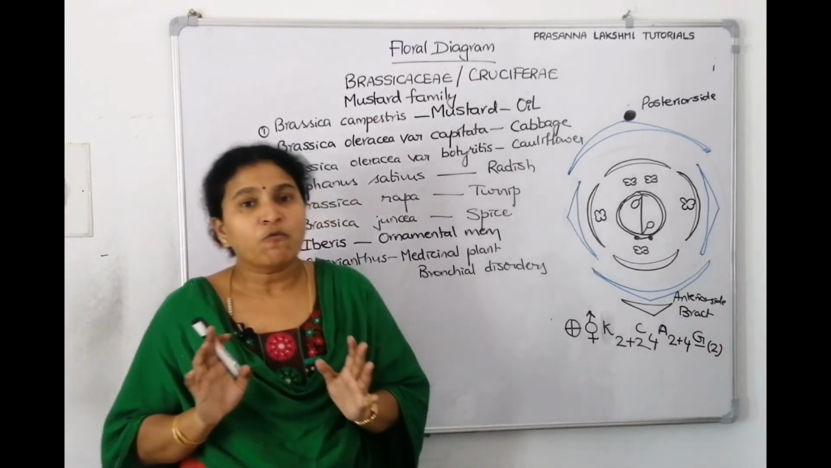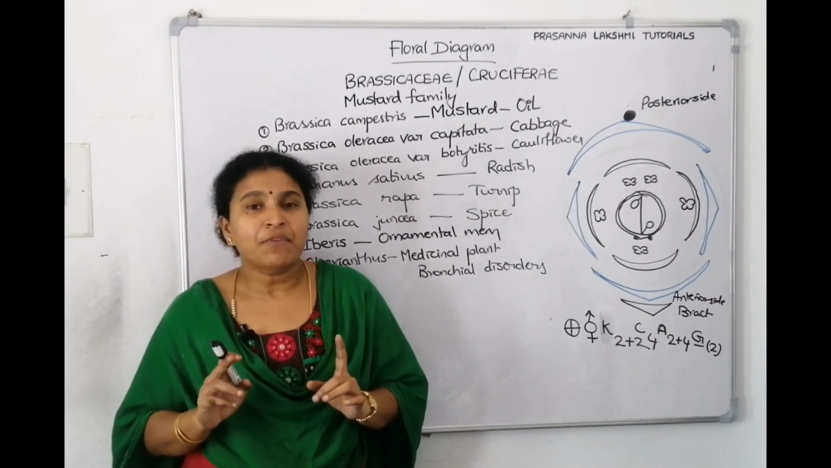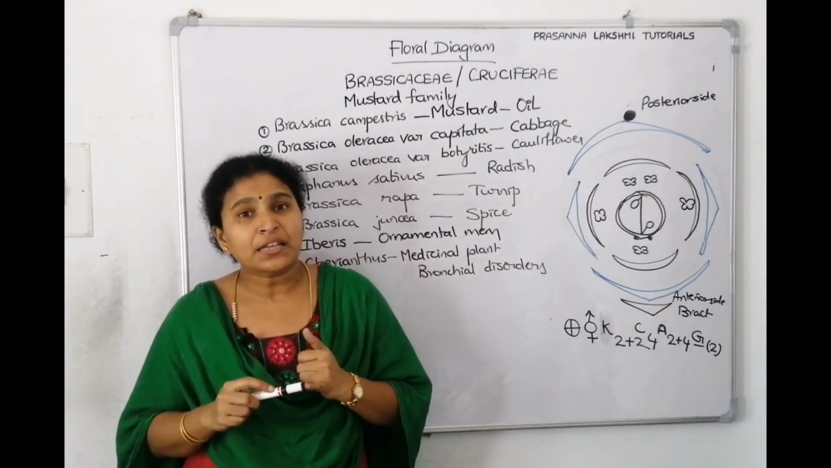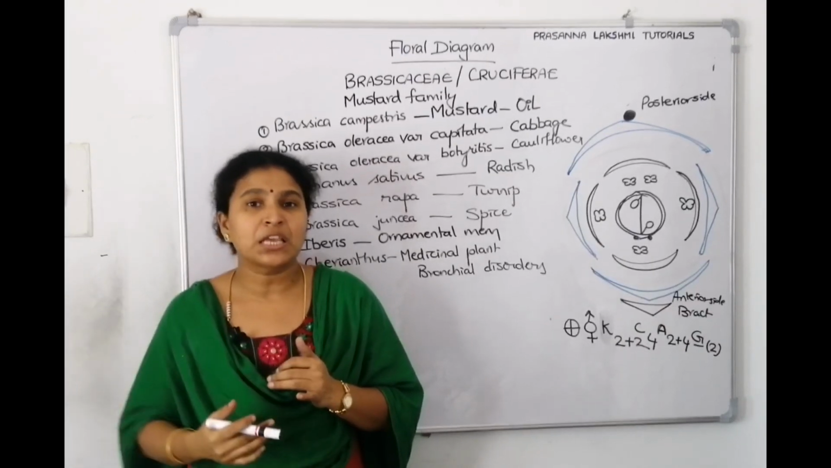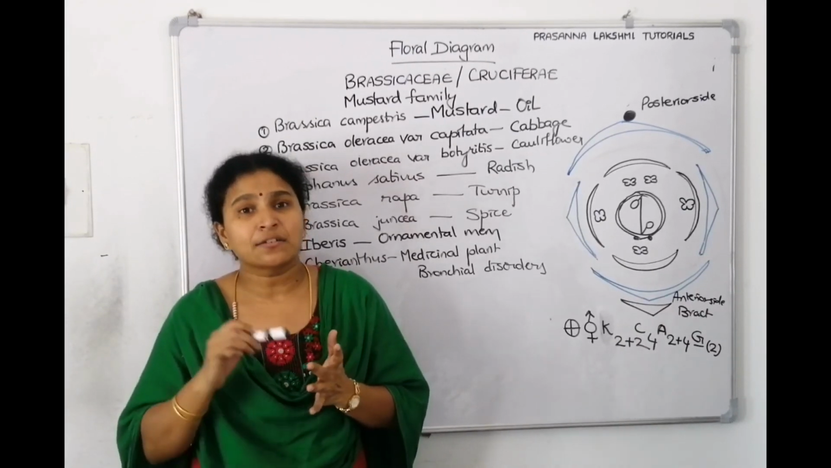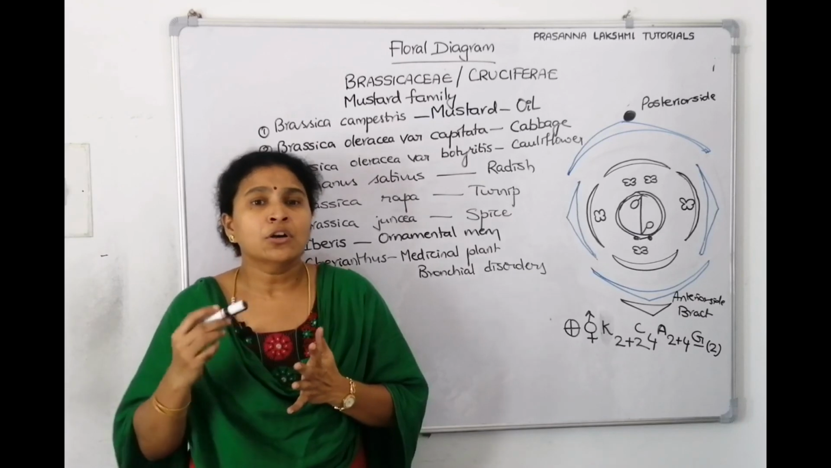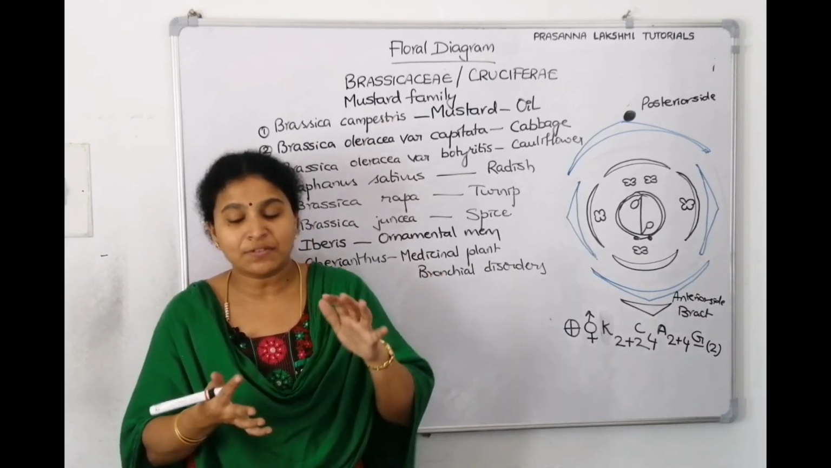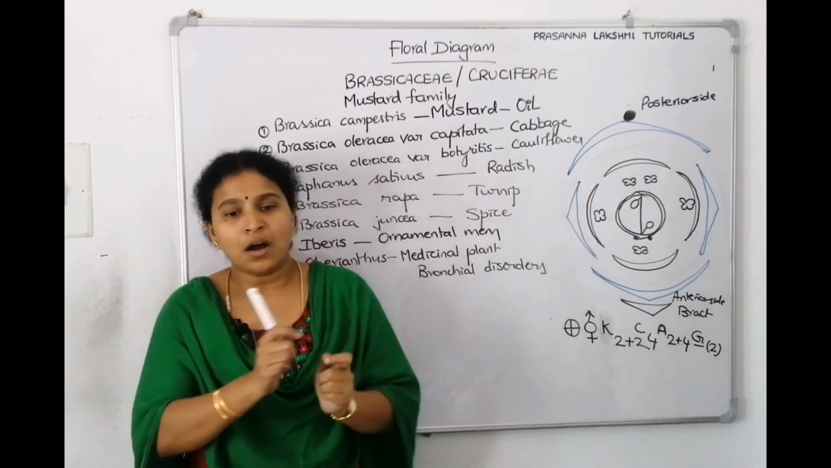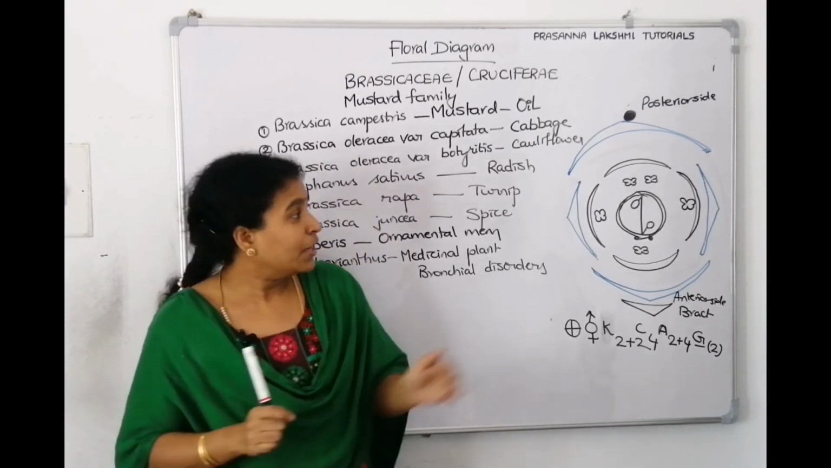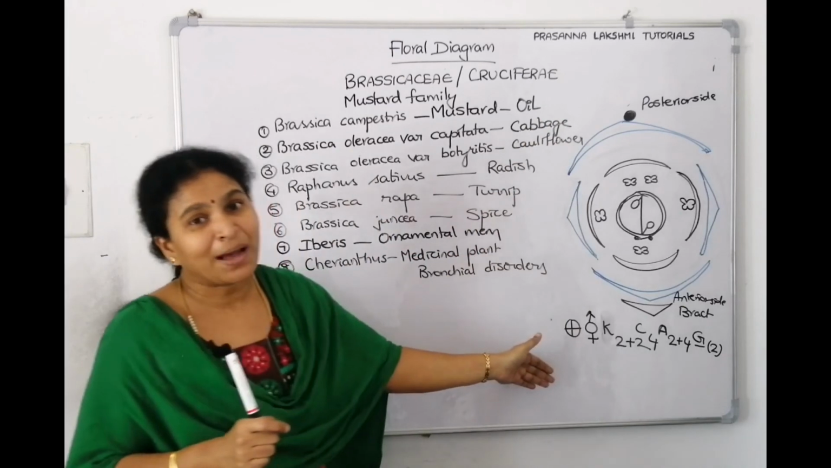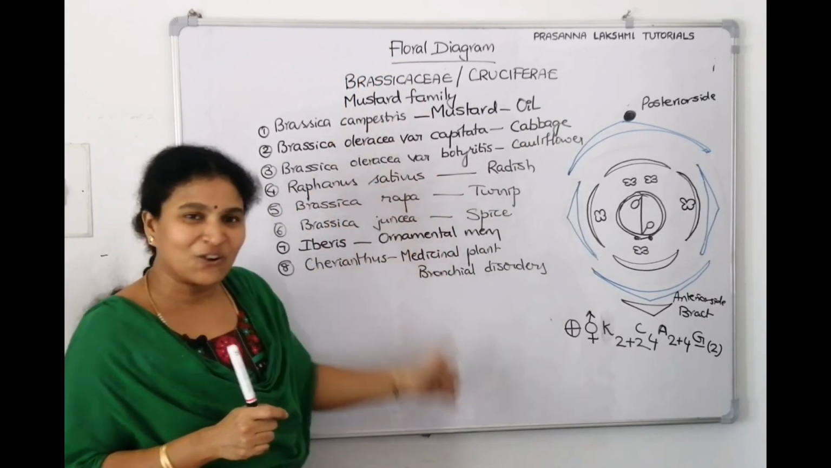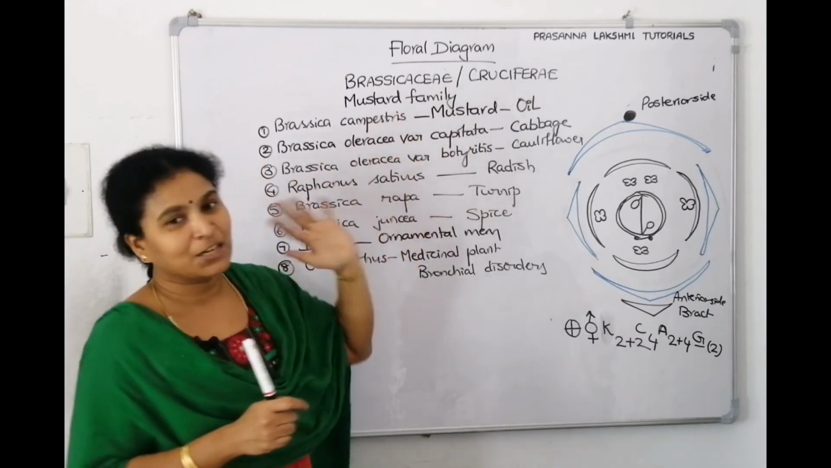So with this, we completed today's session. We discussed what is meant by semi-technical description. Then we discussed how to represent in a proper sequence: habit, vegetative character, reproductive character. Then we have to talk about its economic importance, floral diagram, floral formula. We have seen how to represent a floral diagram, how to write a floral formula. Then we took Brassicaceae as a reference family to study, which is called Cruciferae, which is called the mustard family.